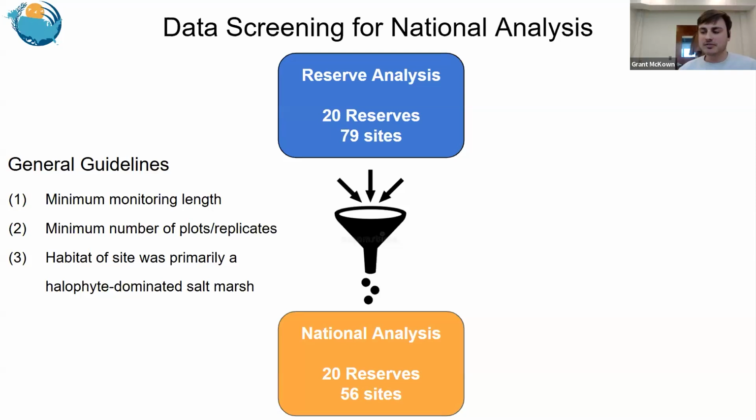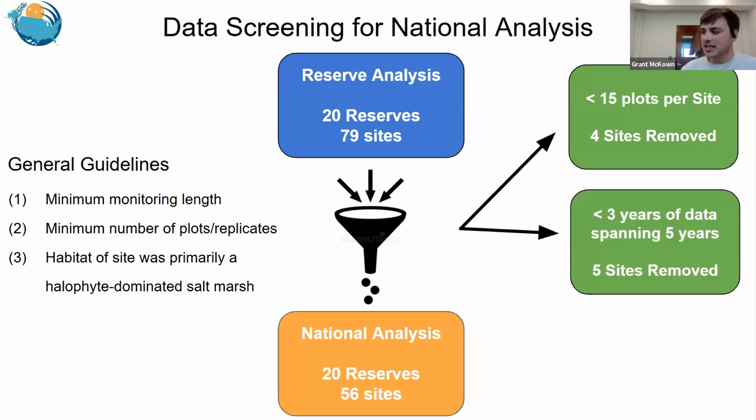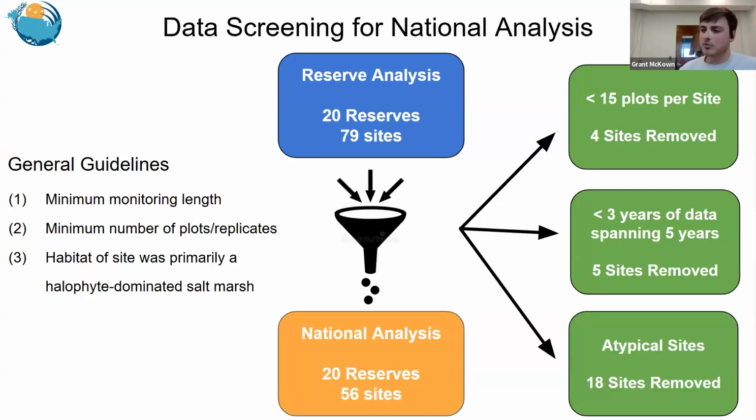So with that, from our reserve analysis, we had 20 reserves in 79 sites, and after filtering, we had 20 reserves in 56 sites. And just to highlight what kind of sites got removed, we removed 4 sites because they didn't have enough plots per site. We removed 5 sites because they didn't have a minimum number of monitoring seasons within 5 years. And we also removed a fair number of sites because they weren't within our habitat guidelines.